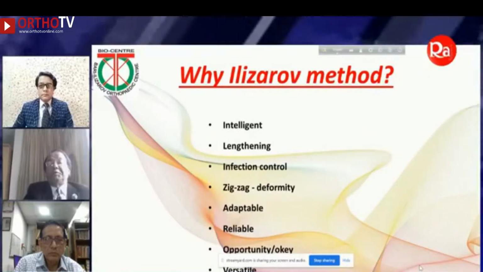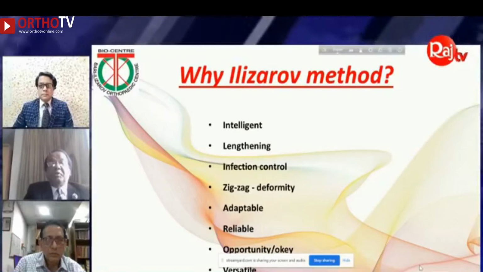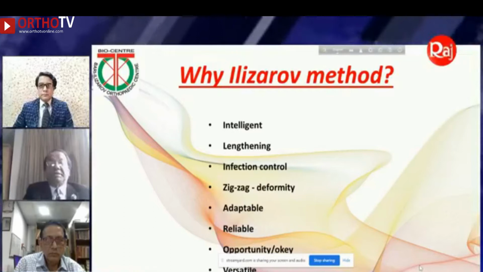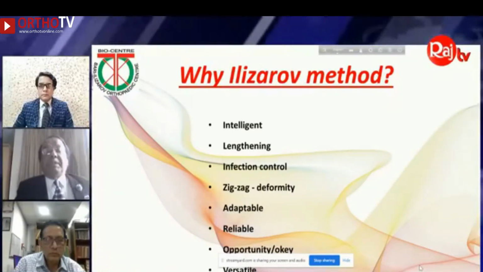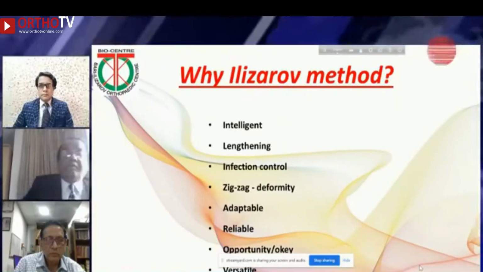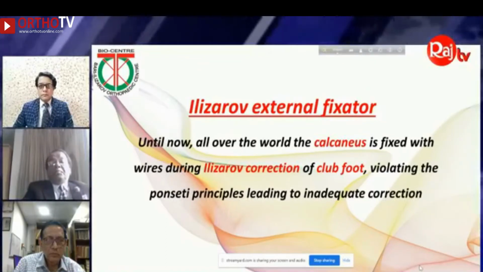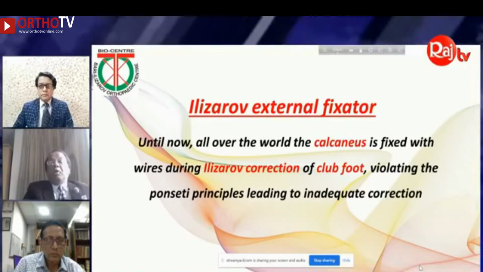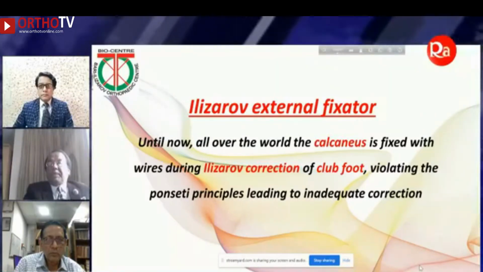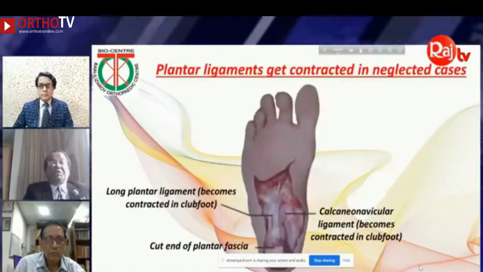Why Ilizarov? I always tell this. Intelligent, first alphabet you see, you can go for lengthening. I, you can control the infection. Zigzag, you can correct the deformity. This is reliable, adaptable, reliable. You have got a lot of opportunity, and of course, versatile, you are getting the victory. So when you are putting the Ilizarov, until now, all over the world, the calcaneum is fixed with the wire during Ilizarov correction of the clubfoot, violating the Ponseti principles, leading to inadequate correction.